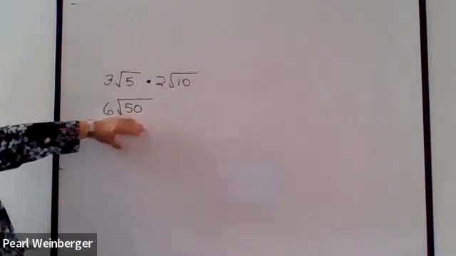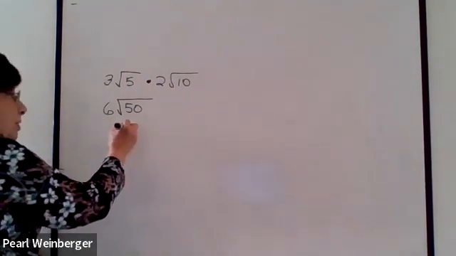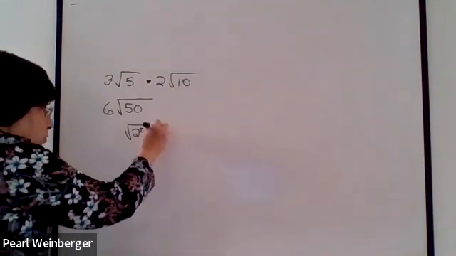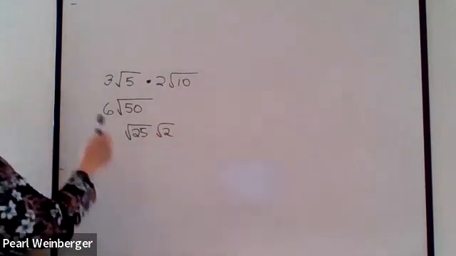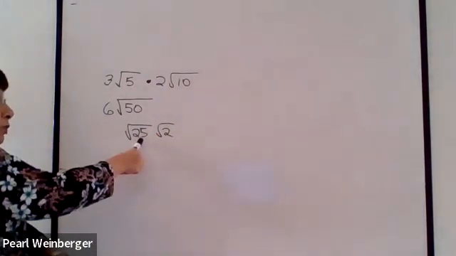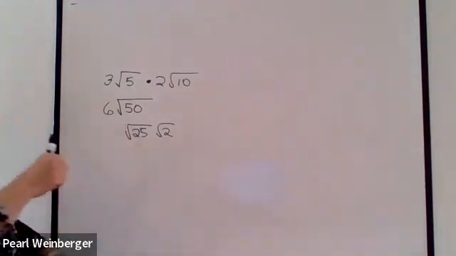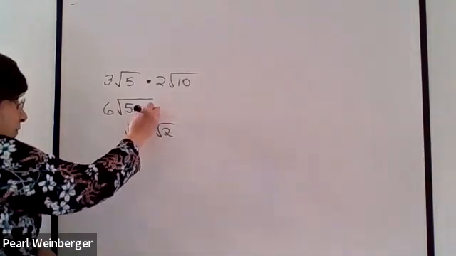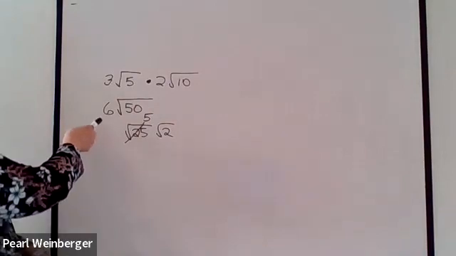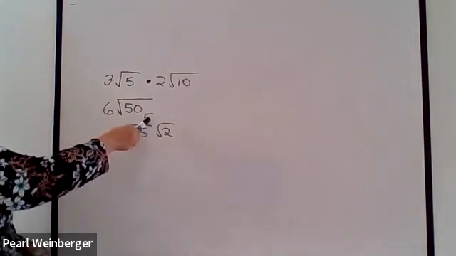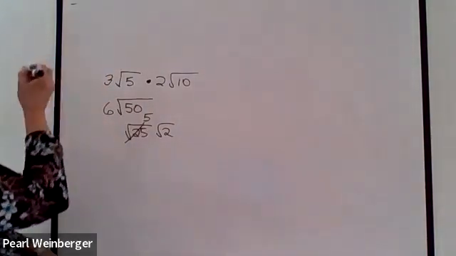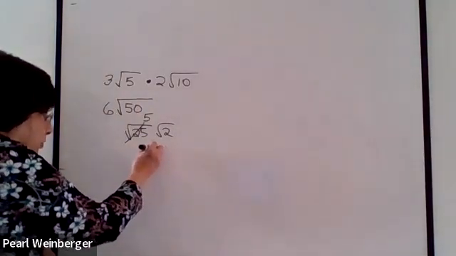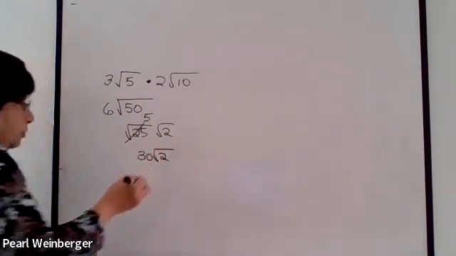And we think about 50, and I know that 50 could be broken up into 25 and 2. I picked specifically 25 and 2 because 25 is a perfect square. The square root of 25 is 5. And now I can take the 6 that's outside and multiply by the 5, which is now outside. And my answer in simplest form is going to be 30 times the square root of 2.